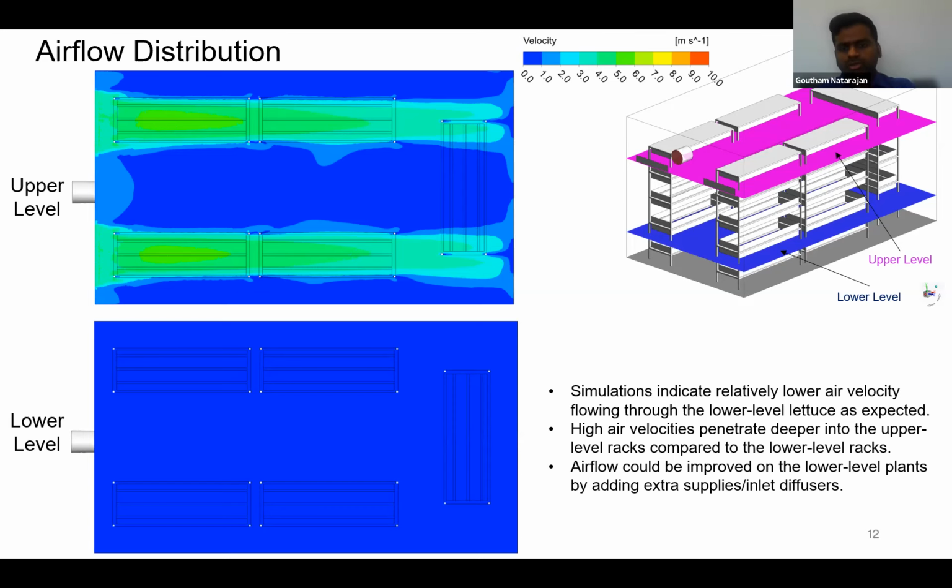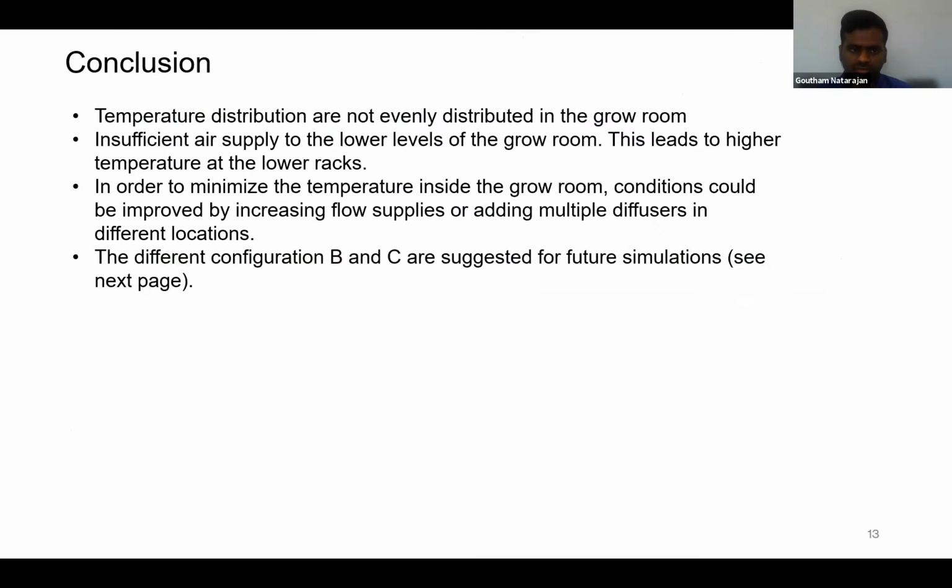So from this, we conclude that the computational fluid dynamics simulation gives us a detailed analysis of the uniformity of flow inside the grow room, where the temperature distribution is not evenly distributed and there is insufficient air supply to the lower levels of the grow room. This leads to higher temperatures at the lower racks, so there has to be something to reduce this. In order to reduce these temperatures, we suggest that the conditions could be improved by increasing the flow supplies or adding multiple diffusers in different locations.